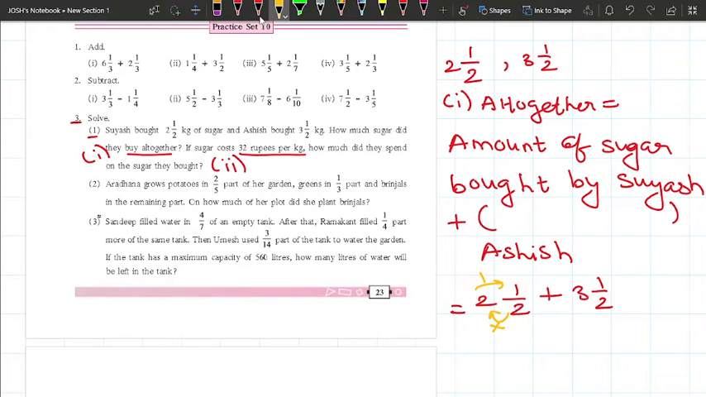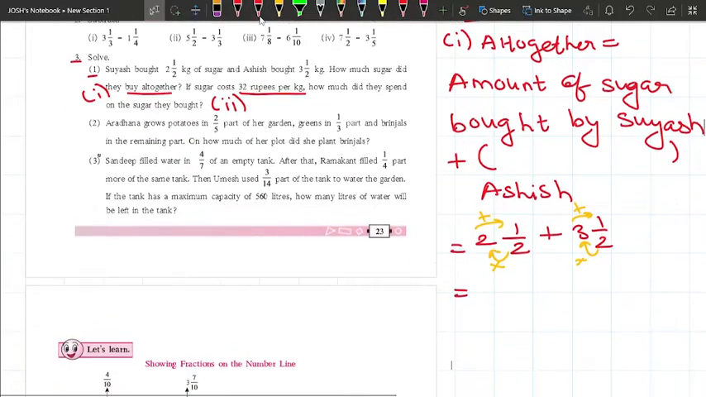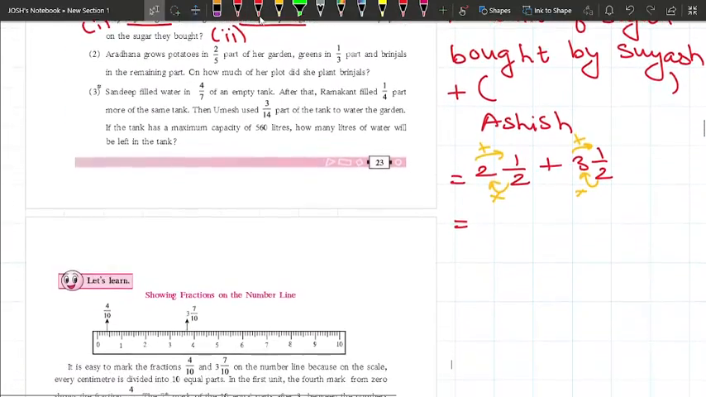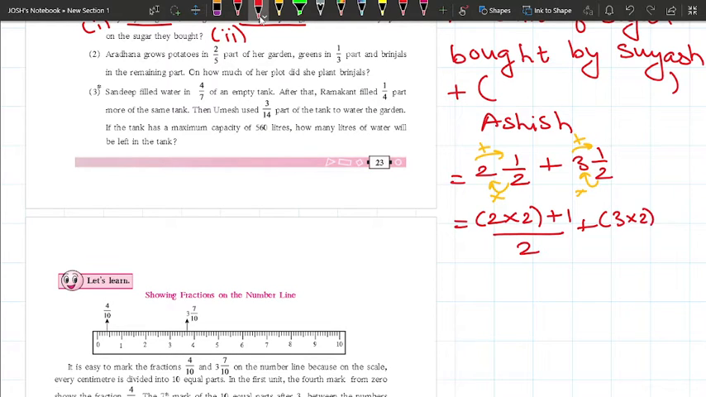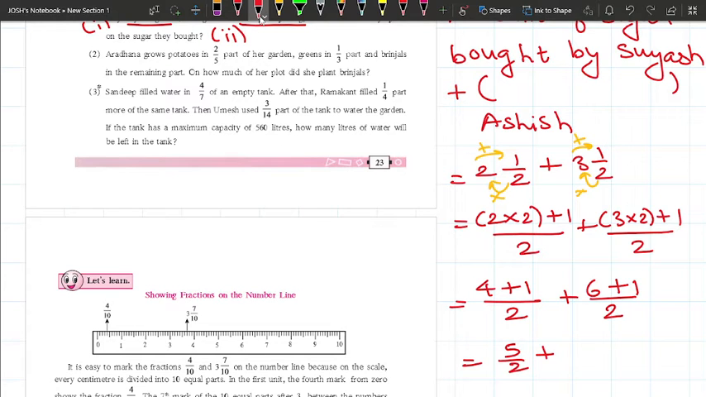Multiply 2 and 2, add 1 to the product. Multiply 3 and 2, add 1 to the product. Denominator will remain 2 in both the cases. So your multiplication becomes 2 multiplied by 2 plus 1 the whole by 2 plus 3 multiplied by 2 plus 1 the whole by 2. So you get 4 plus 1 by 2 and 6 plus 1 by 2. So you have 5 by 2 plus 7 by 2.